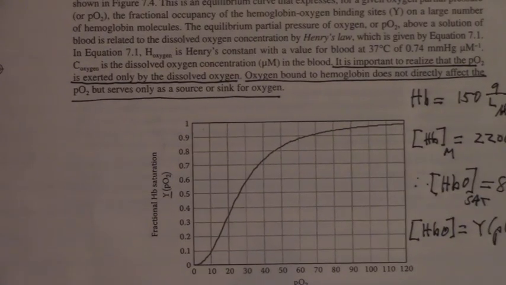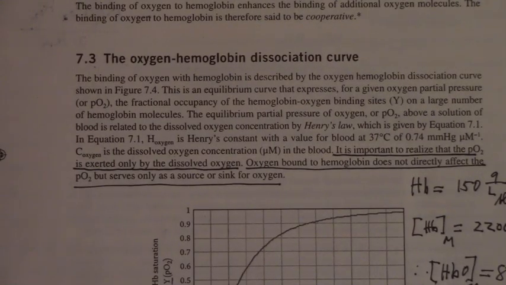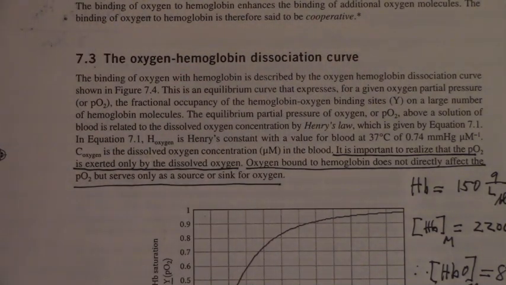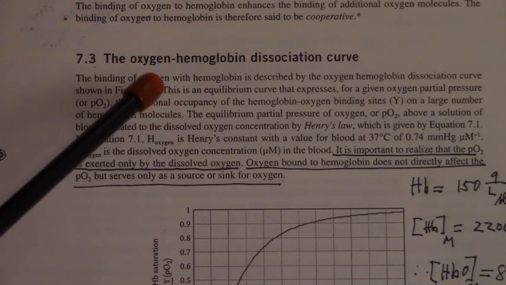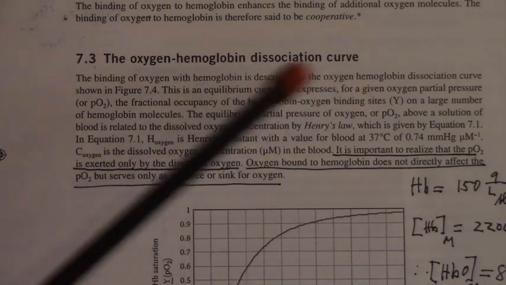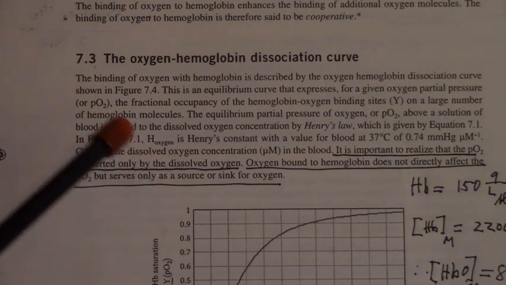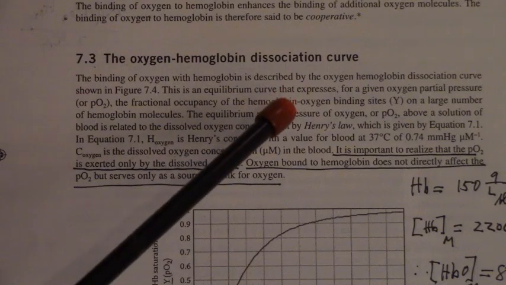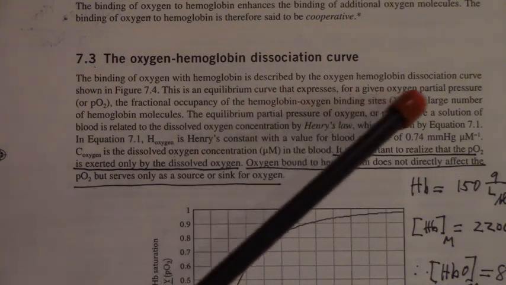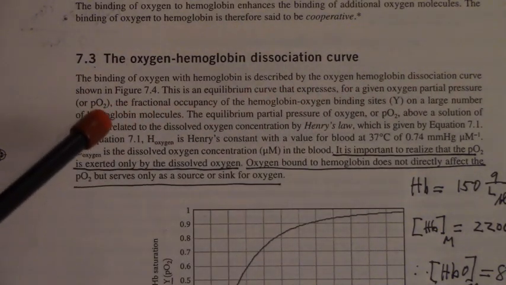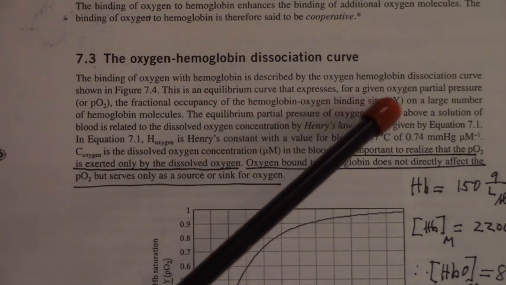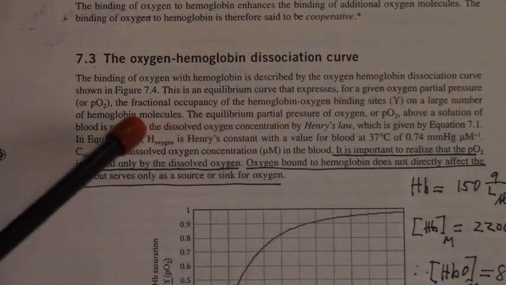Now, the way we describe oxygen binding with hemoglobin is through what's called the oxygen-hemoglobin dissociation curve. So the binding of oxygen with hemoglobin is described by figure 7.4, which we'll get into in a moment. And it's important to realize that this is an equilibrium curve that expresses, for a given oxygen partial pressure, or PO2, the fractional occupancy of the hemoglobin oxygen binding sites on a large number of hemoglobin molecules.